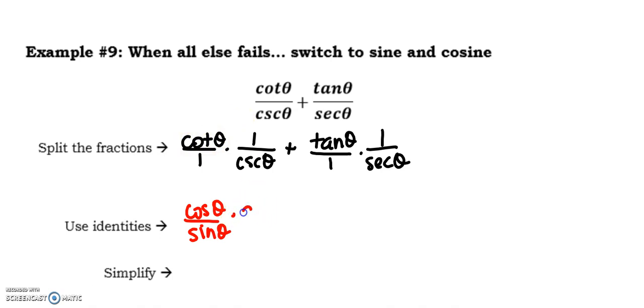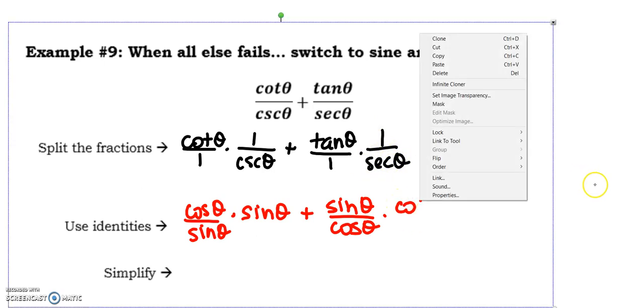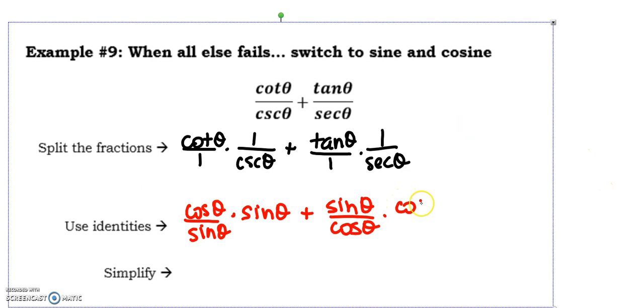1 over cosecant is the reciprocal of sine. Tangent, well, it's not the reciprocal. Cosecant is the reciprocal of sine. So 1 over cosecant gets you back to sine. Tangent is sine over cosine because it's y over x, opposite over adjacent. And 1 over secant is the reciprocal of cosine. So dividing by secant is the same thing as multiplying by cosine.